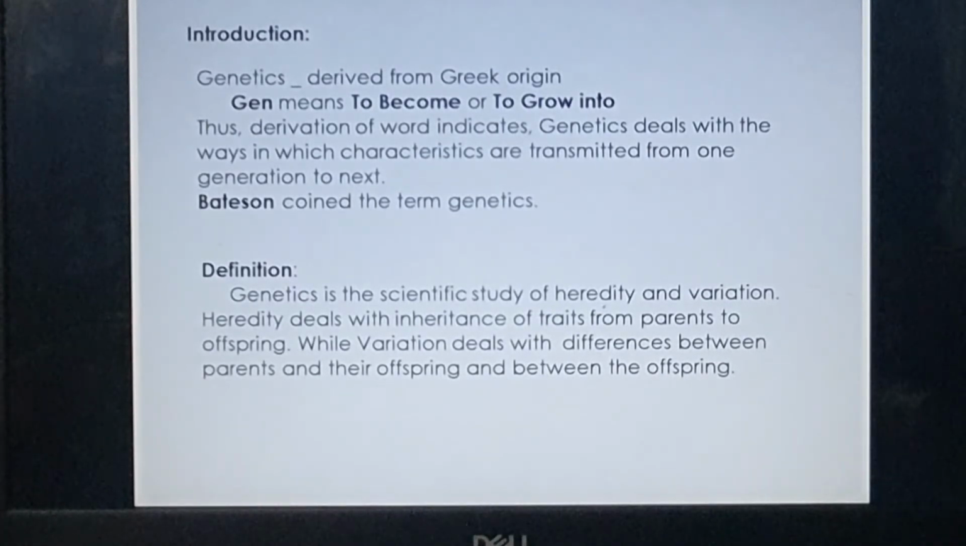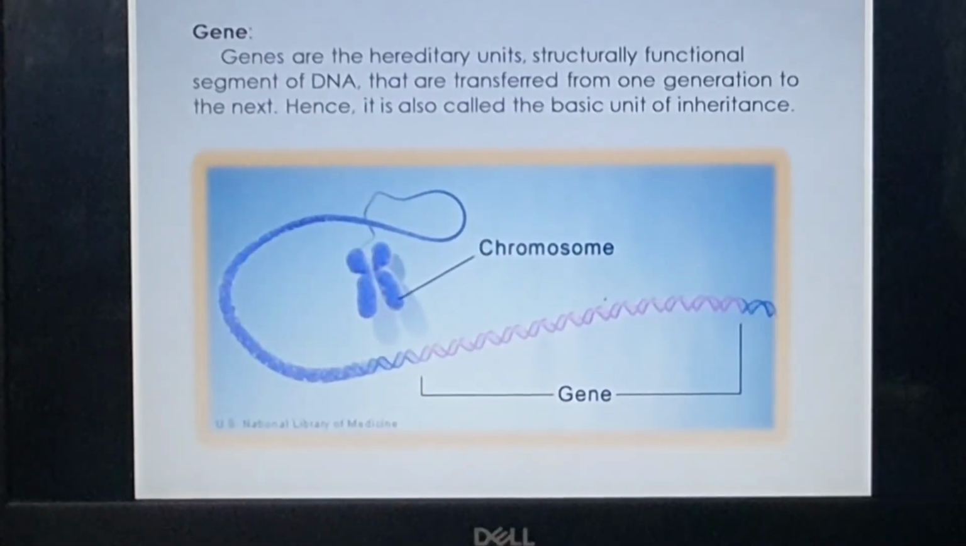To sum up, genes which are transferred from one generation to the next carry inheritance, and this is called heredity, and the differences are called variation. Now we will go to the gene concept.